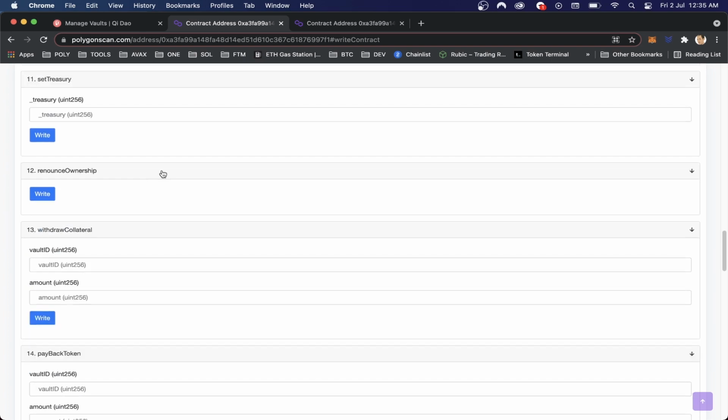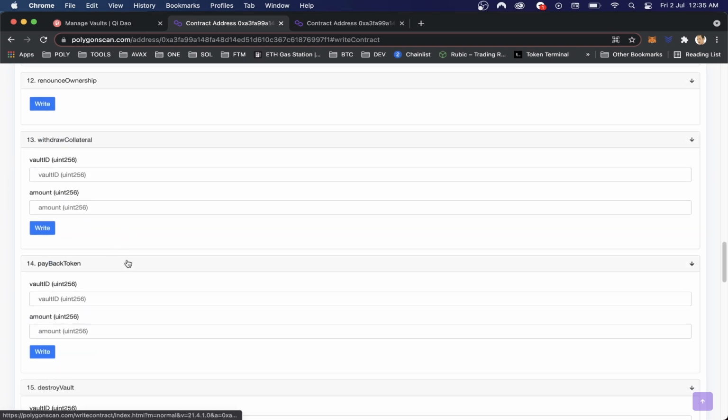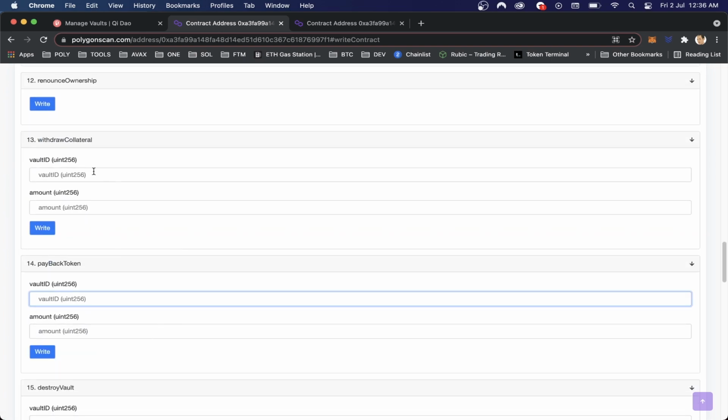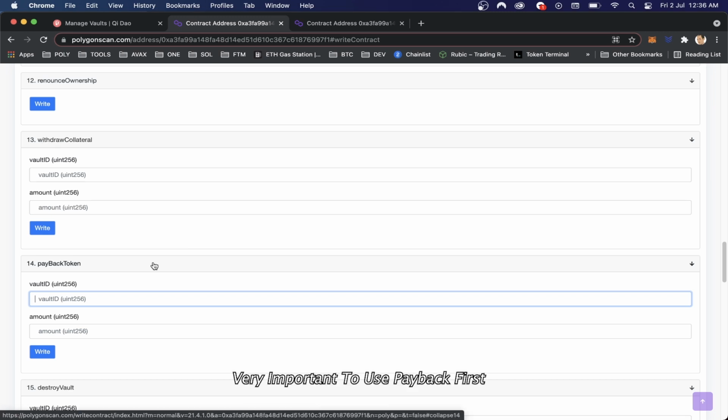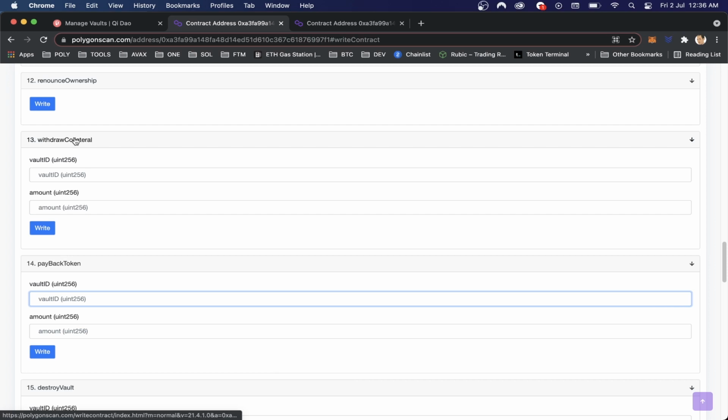So that is payback token. And then we also want to use the feature of withdraw collateral. Now, something which is important to say is that we need to pay back the token first before we withdraw the collateral. This is a really important point.